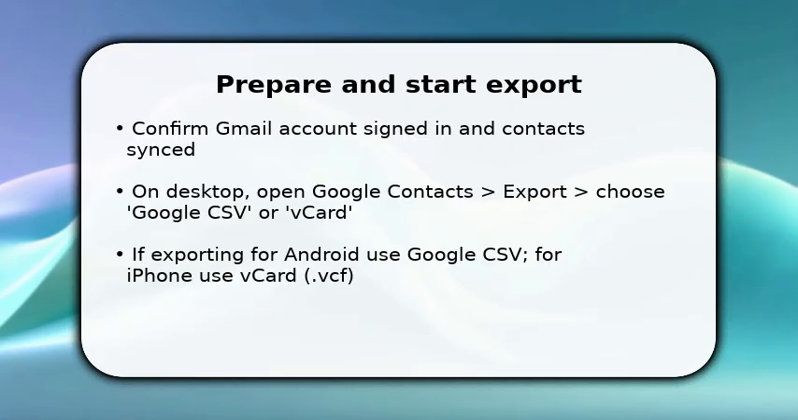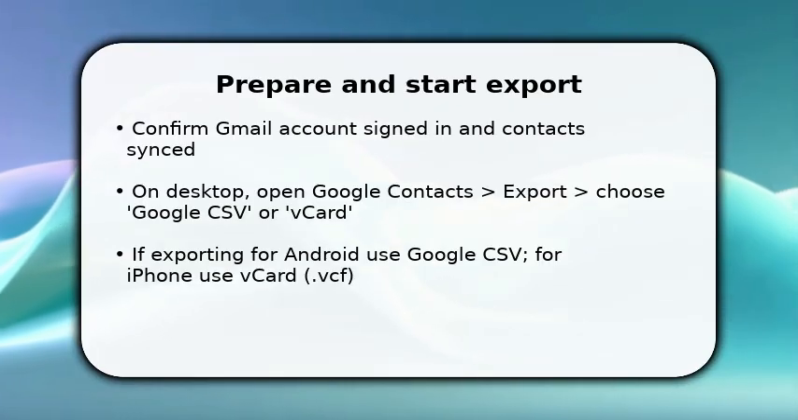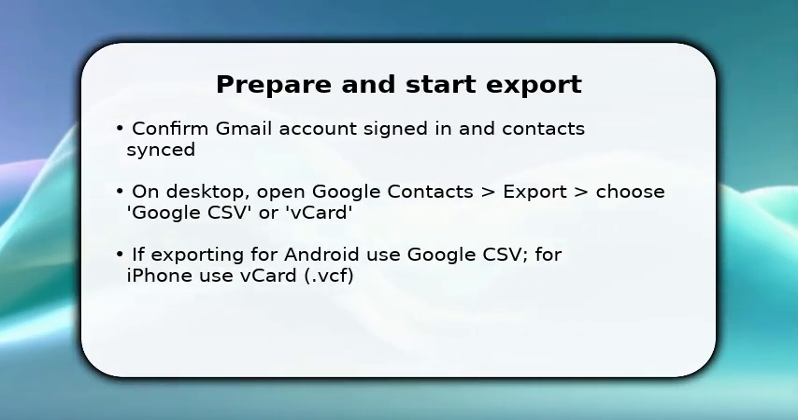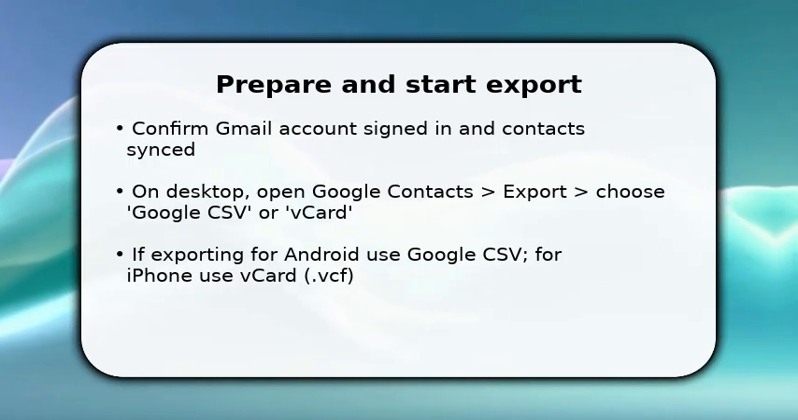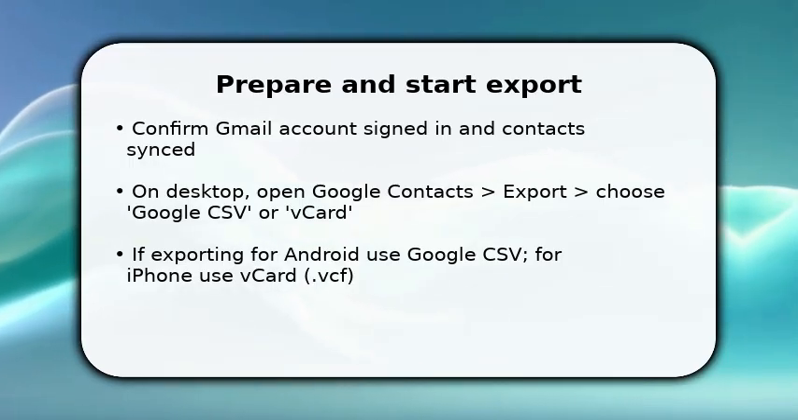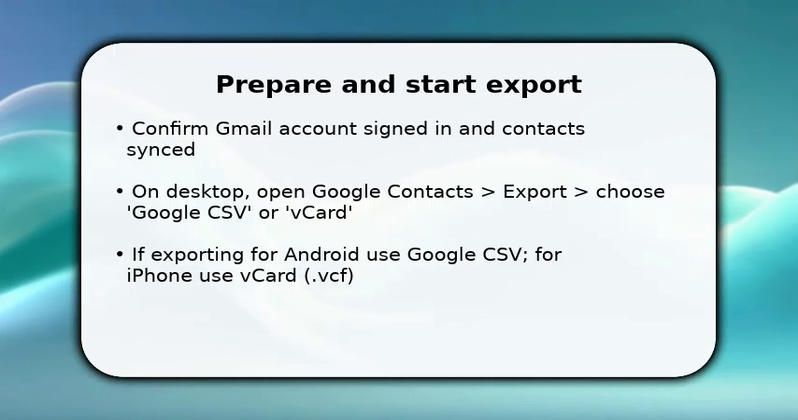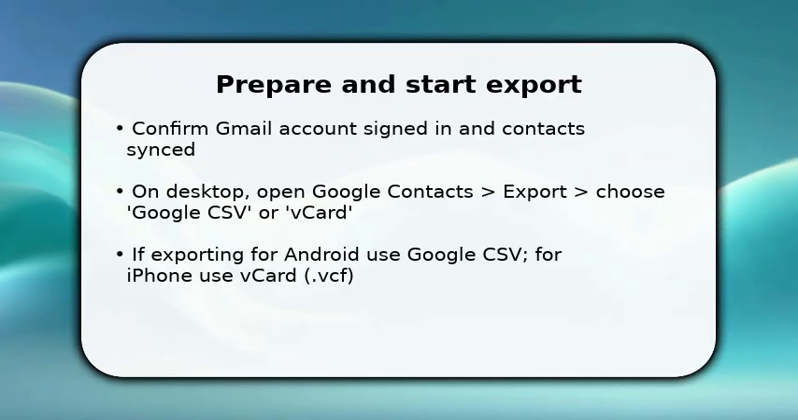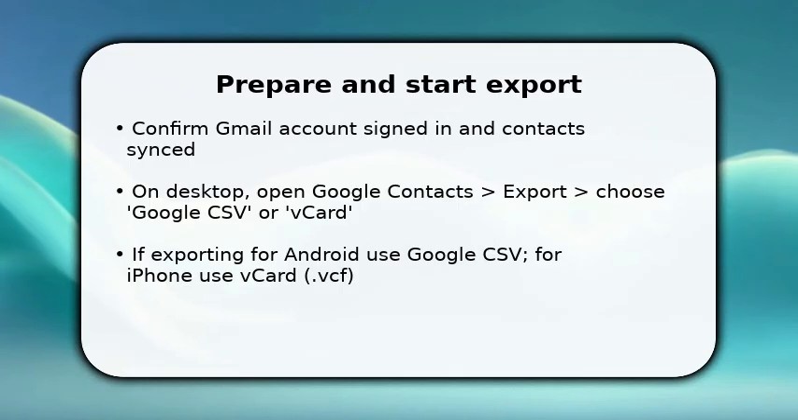You're starting with two essentials: a signed-in Gmail account and access to Google Contacts on a desktop. First, open Contacts.Google.com and select the group or all contacts you need. Next, click Export and choose the format that matches your phone: Google CSV for Android, vCard for iPhone. Do this now so the file downloads to your computer.